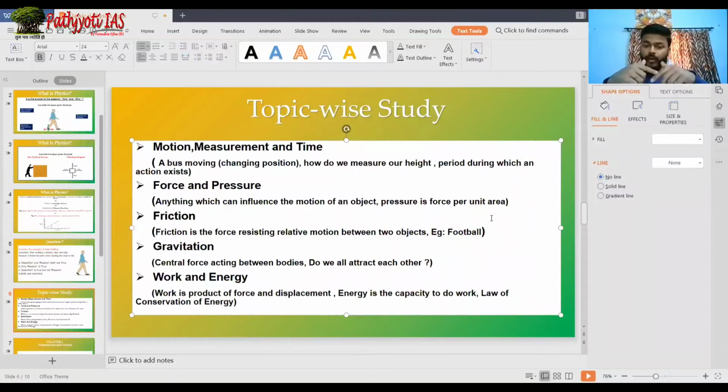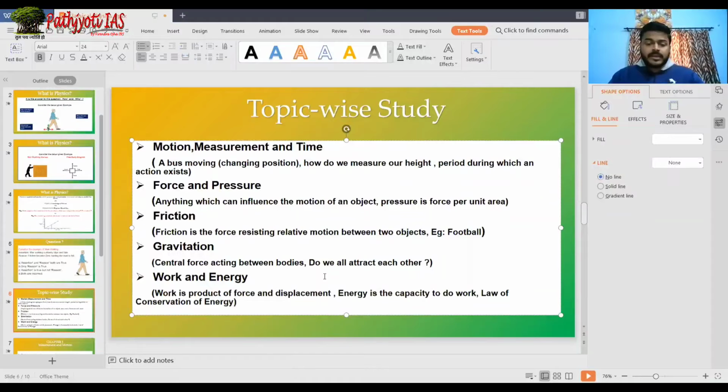Okay, and heavy bodies, obviously they are heavy bodies. The sun is heavy, the earth is heavy. So the question here is whether there is a force of gravitation between these two bodies. Yes, of course, there is a force of gravitation, and we will calculate that value in later classes. But for now, the question is, do we all attract each other? No, we are not attracting each other.